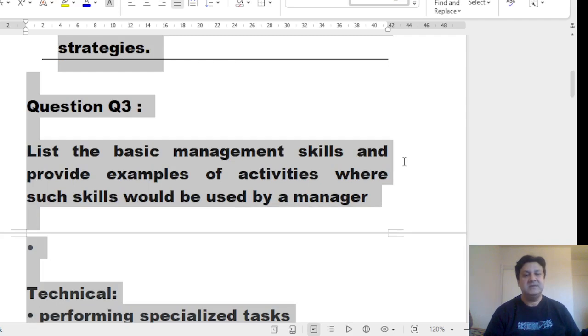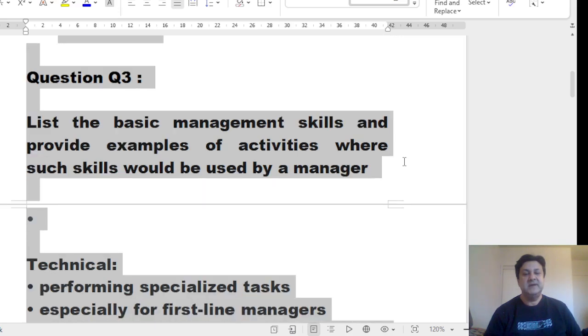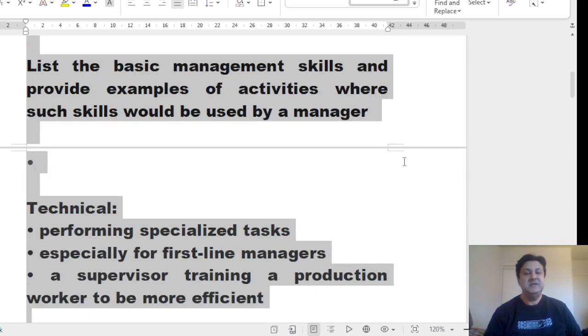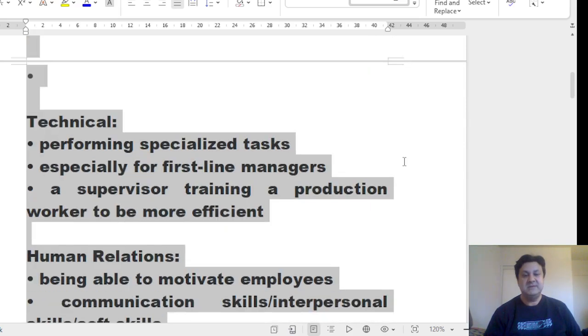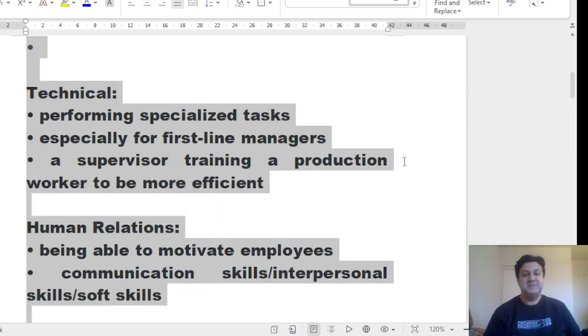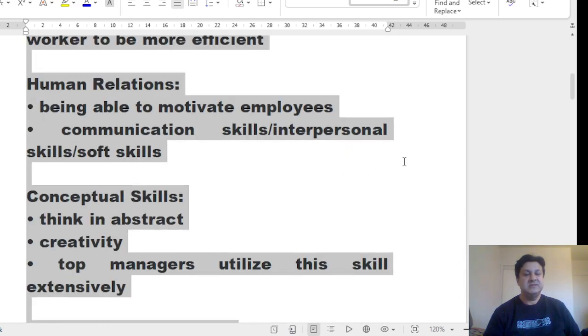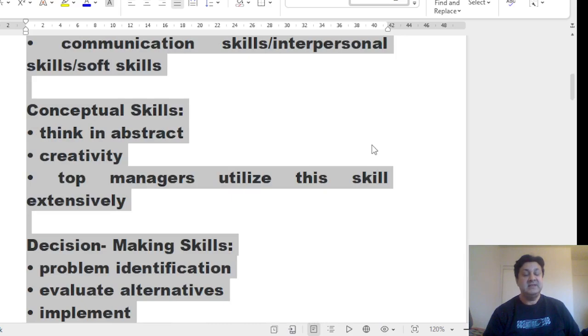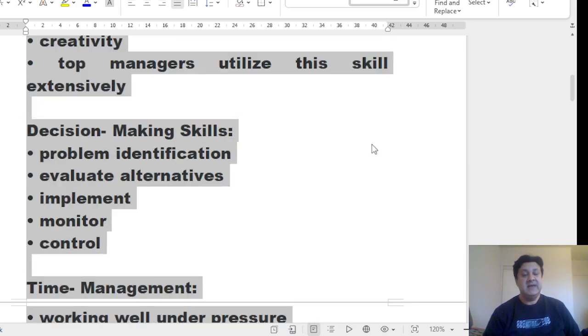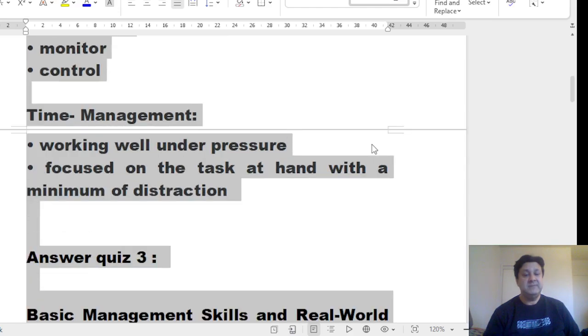Now, the third question is: list the basic management skills and provide examples of activities where such skills would be used by a manager. Technical, performing specialized tasks, human relations, conceptual skills, and decision making skills. And we have to talk about time management.